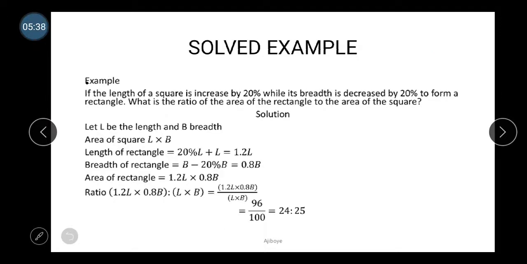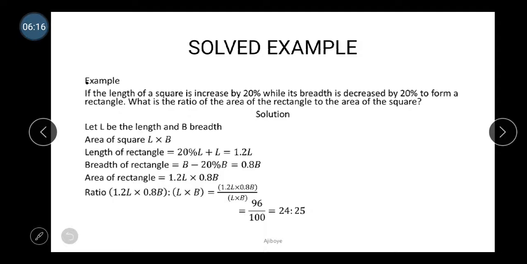Example 3. If the length of a square is increased by 20%, while its breadth is decreased by 20% to form a rectangle, what is the ratio of the area of the rectangle formed to the area of the square? Let us call the sides of the square length and breadth. We know that the length and breadth will be equal in a square. So the area of the square will be length times breadth.